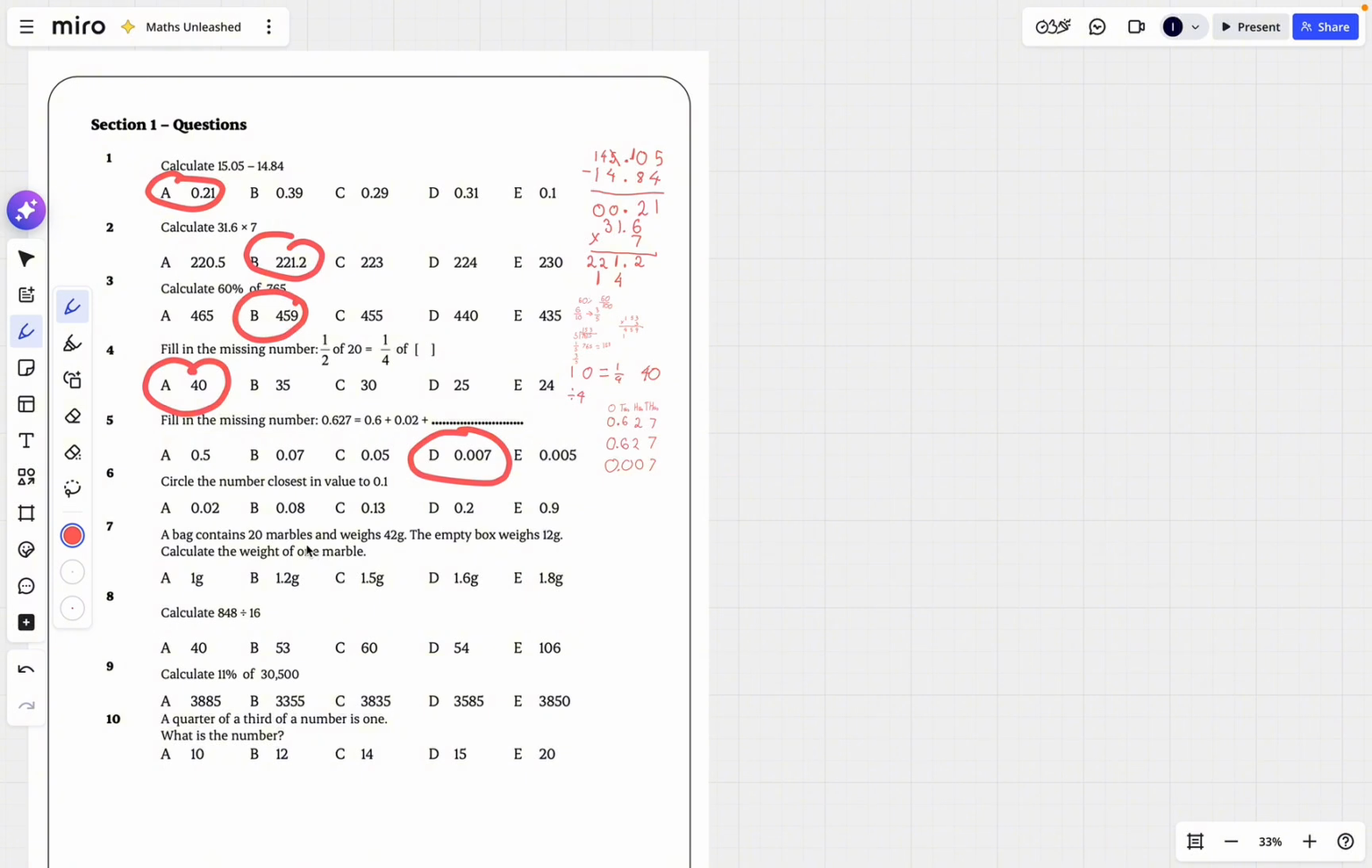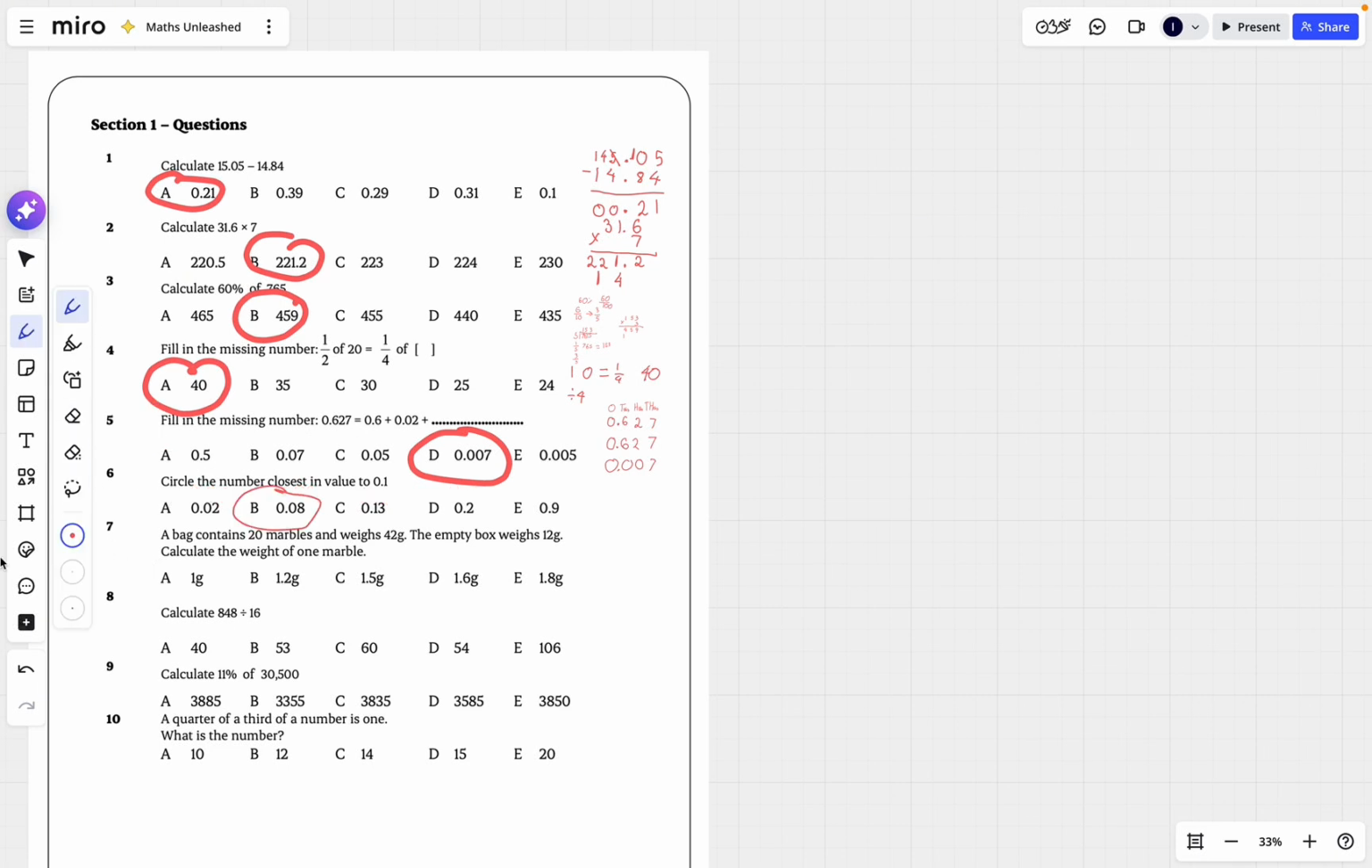Circle the number closest in value to 0.1. For this one, let us figure out how far each one is away from 0.1. The first option is 0.02. This is 0.08 away from 0.1. The next one is 0.08. This is 0.02 away from 0.1. The next one is 0.13, and this is 0.03 away from 0.1. The next one is 0.2, and this is a whole 1/10 away from 0.1. And the next one is 0.9, and that's 8/10 away from 0.1. And the smallest of these numbers is 0.02, so that means B is the closest to 0.1.